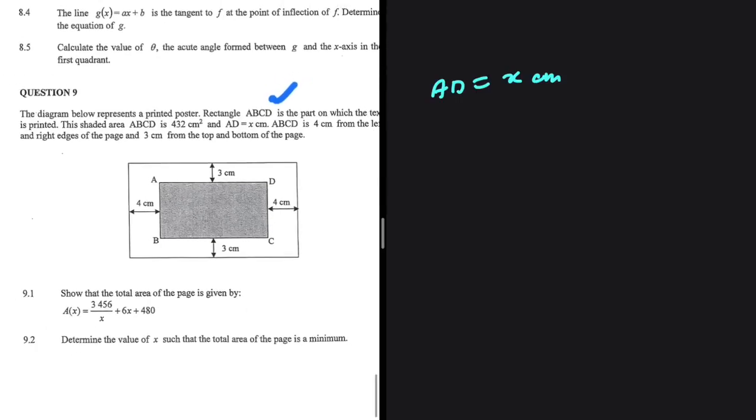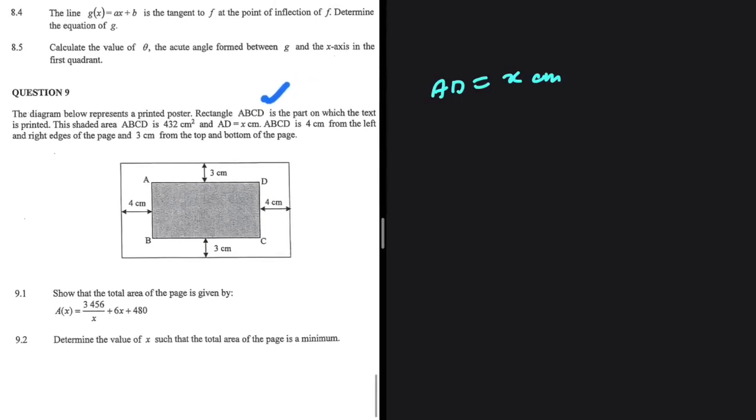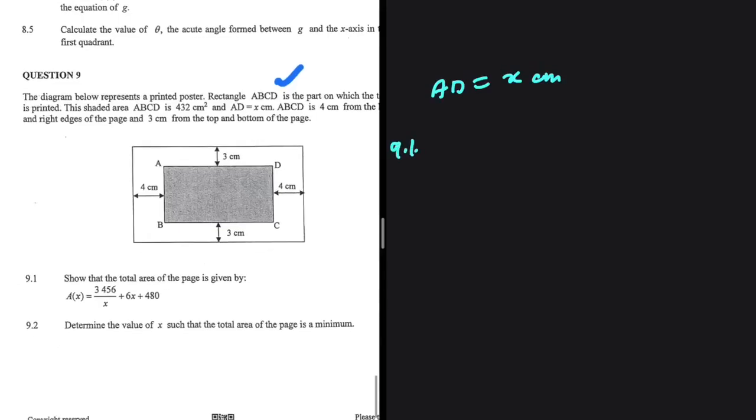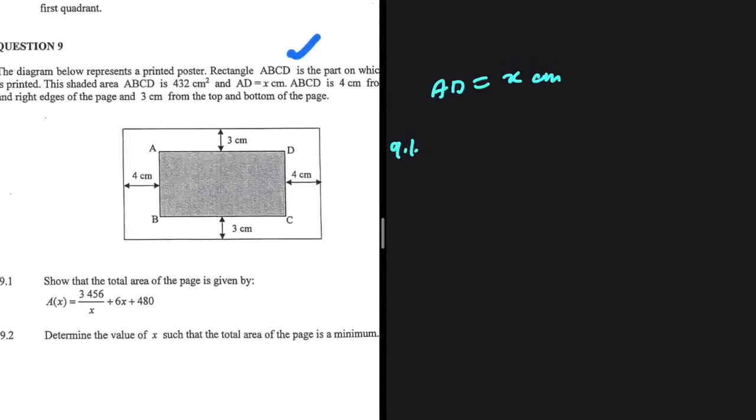Let's carry on. ABCD is 4 centimeters from the left and right edges of the page, and 3 centimeters from the top and bottom of the page. All right, and the first question, 9.1, we're supposed to show that the total area of the page is given by A is equal to 3,456 divided by x plus 6x plus 480. Let's go ahead and make sense of that.